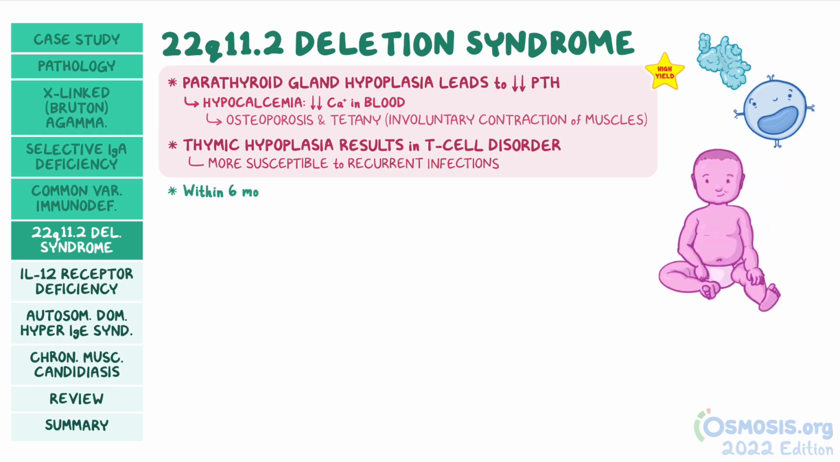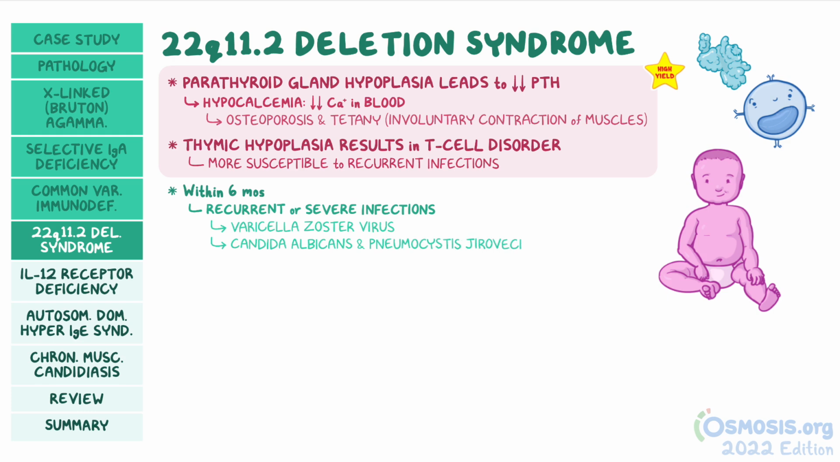Often within 6 months of age, infants begin having recurrent or severe infections from common viruses like varicella zoster virus, or opportunistic fungi like Candida albicans and Pneumocystis jirovecii, and bacteria like non-tuberculous mycobacteria.